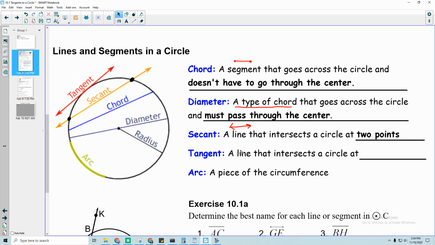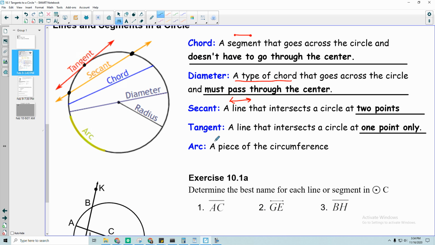And then a tangent is a line, again, that intersects the circle only at 1 point. 1 point and 1 point only. So it's kind of like a rock that's skipping off the water. It just hits it at one spot and then jumps off. Okay, it only touches the circle at one spot.